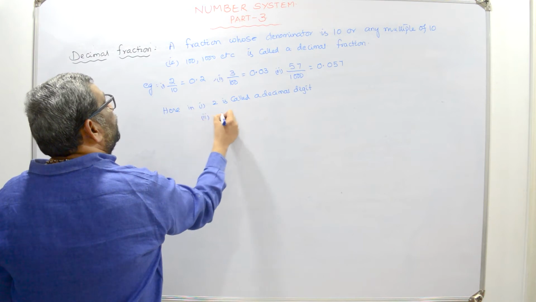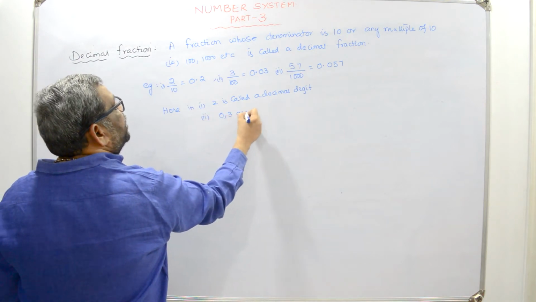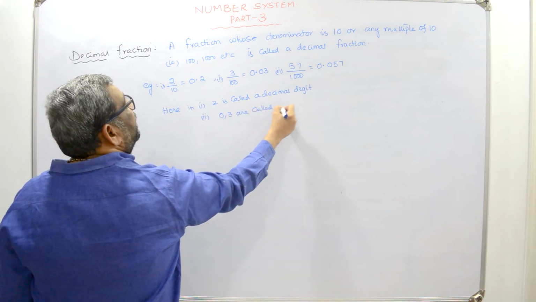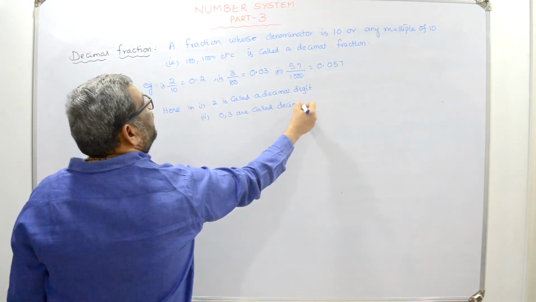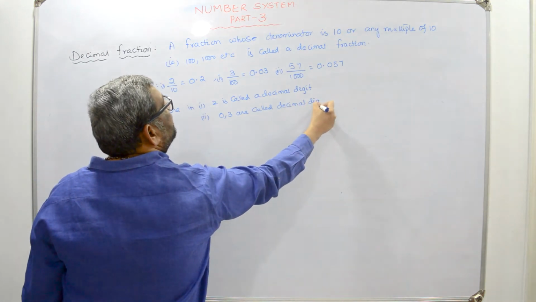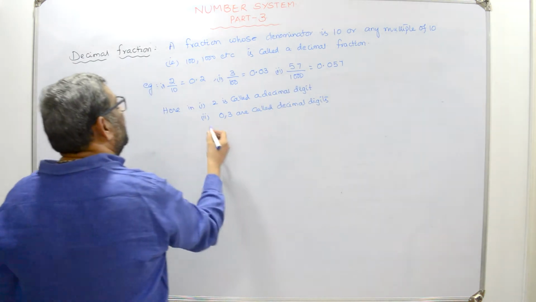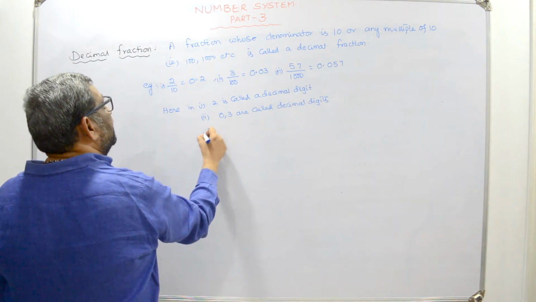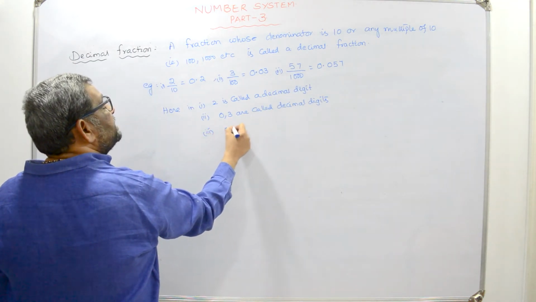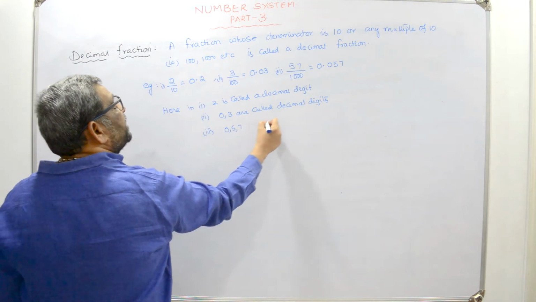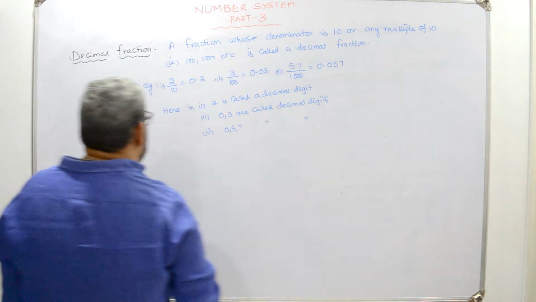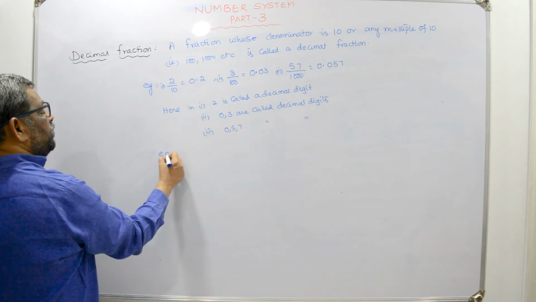In 2, 0, 3 are called decimal digits. In 3, 0, 5, 7 are called decimal digits. I'll take one more example.